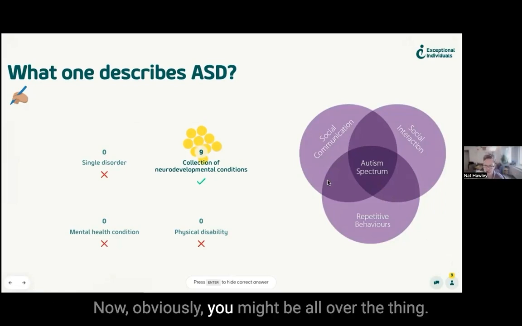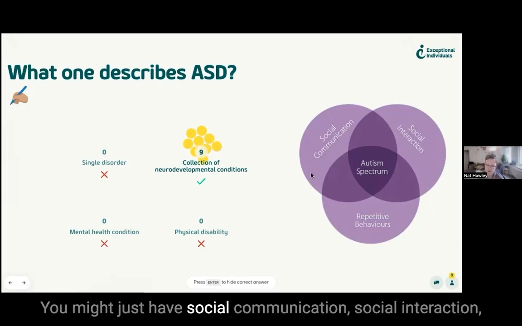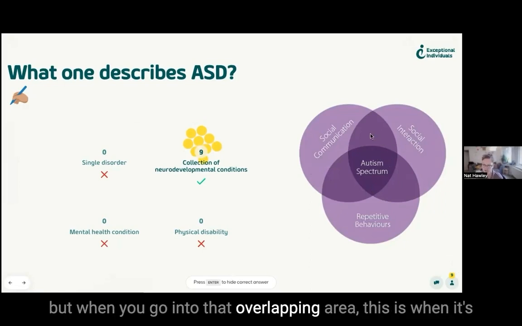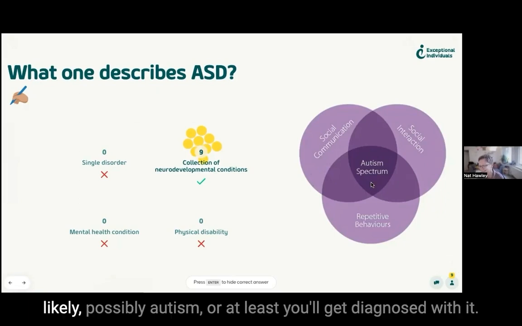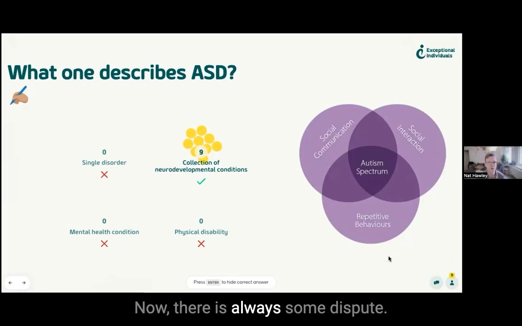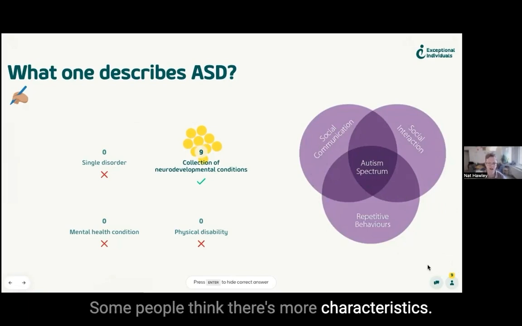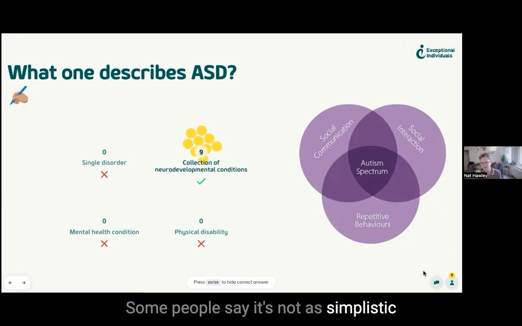Now, obviously, you might be all over the place. You might just have social communication and social interaction. But when you go into that overlapping area, this is when it's likely, possibly autism, or at least you'll get diagnosed with it. Now, there is always some dispute. Some people think there are more characteristics. Other people say it's not as simplistic as this, but this is the general thinking.